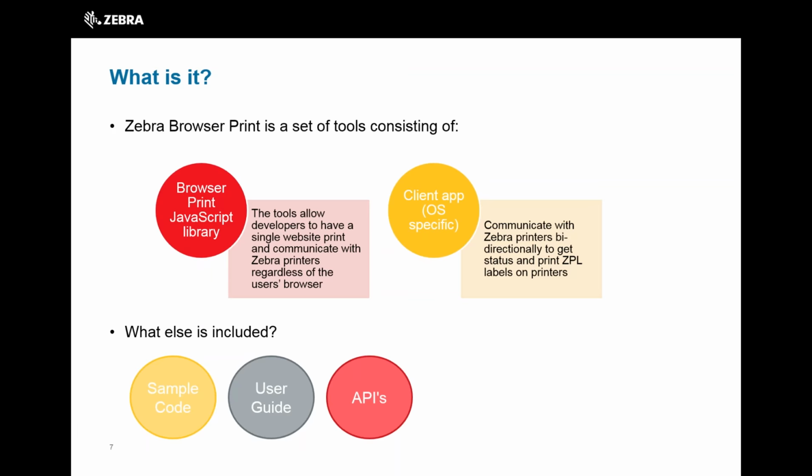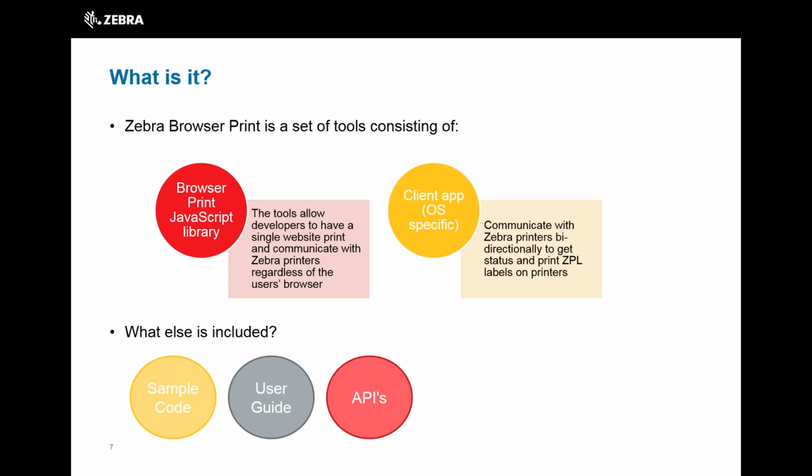If the users don't have the client app installed, they're not going to be able to use your web page to print. And if you don't have the JavaScript library put into your web page, it's probably going to be really difficult for you to figure out how to actually talk to the client app. So that's how they work together.